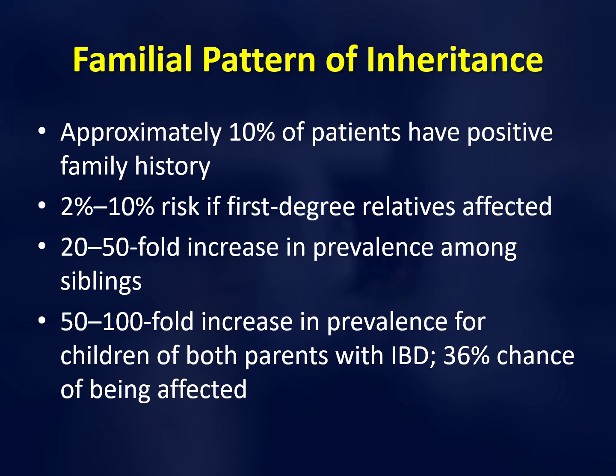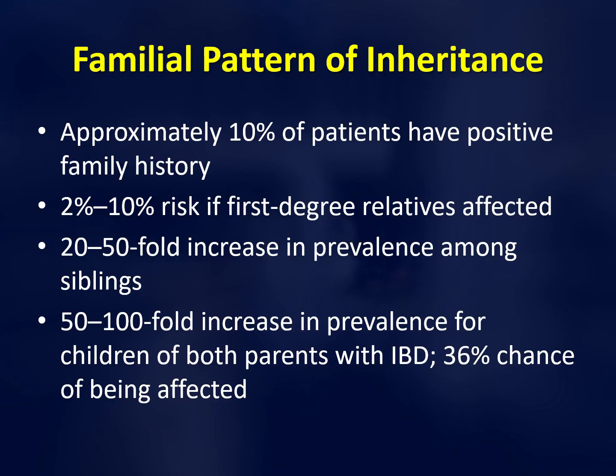There's a 20 to 50-fold increase in prevalence among siblings. Okay, so again, if you have a brother or a sister that has IBD, compared to someone who does not have a brother or sister with IBD, there's a 20 to 50-fold increase in the prevalence in the long term of inflammatory bowel disease.